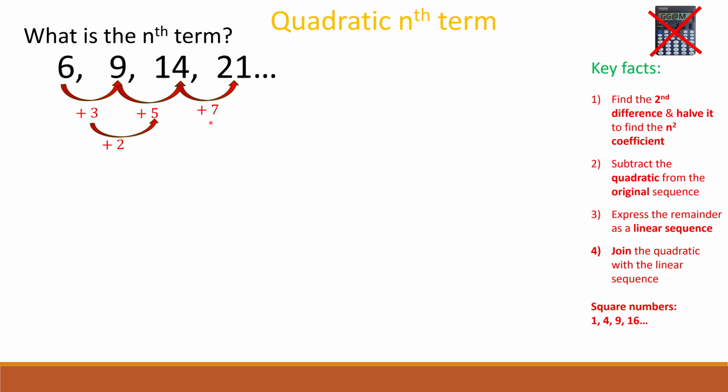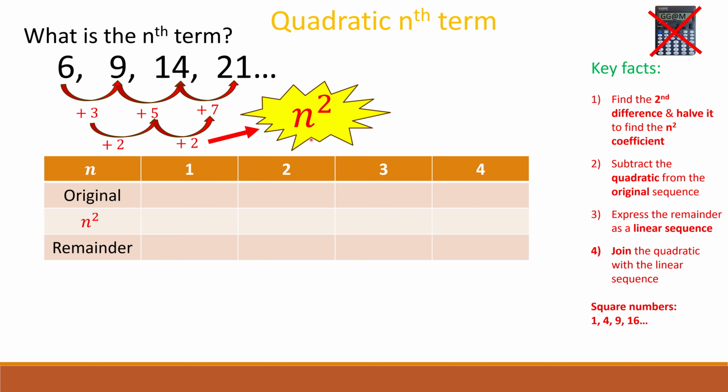So we need to go again. The difference between 3 and 5 is 2. And the difference between 5 and 7 is also 2. Now these numbers are the same, which means we have got a quadratic sequence. Once I've got this number 2, I have to halve it. Half of 2 is 1, which means I've got 1n squared at the beginning of the sequence.